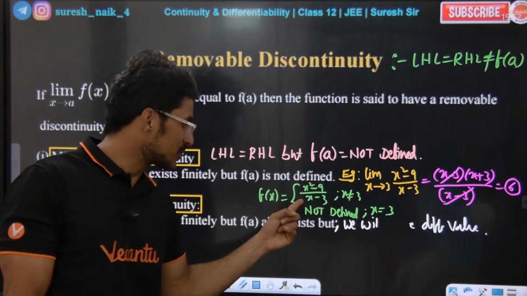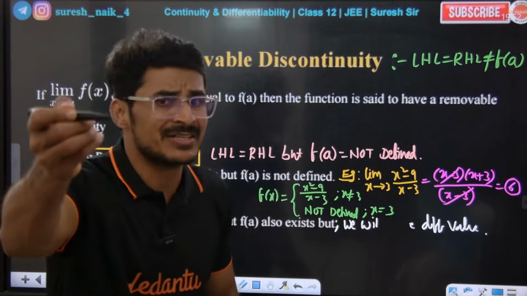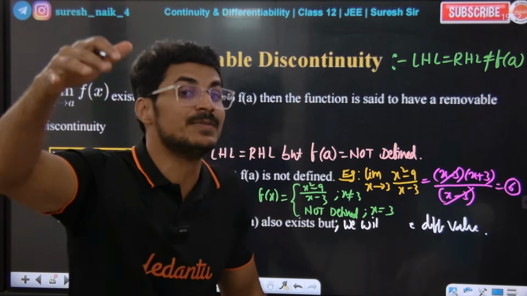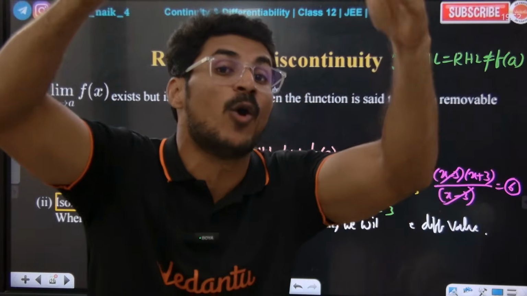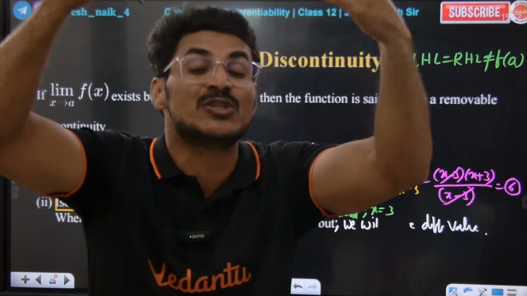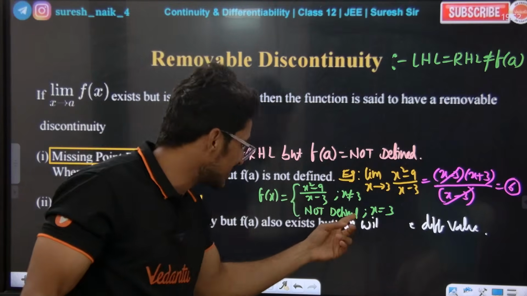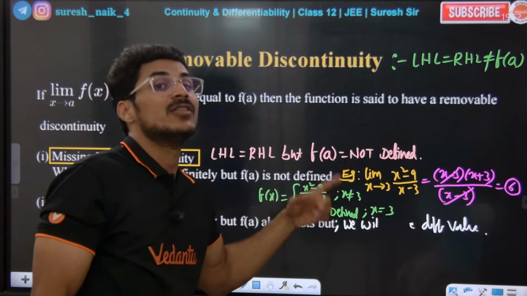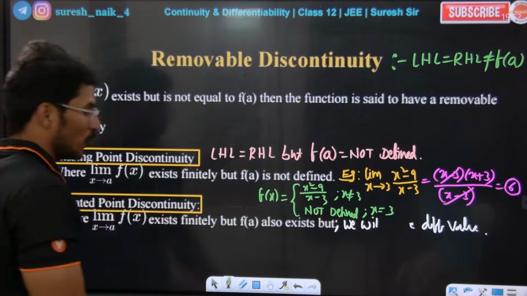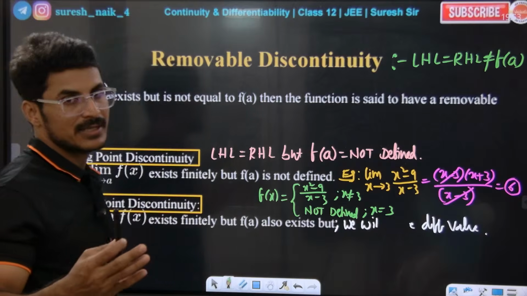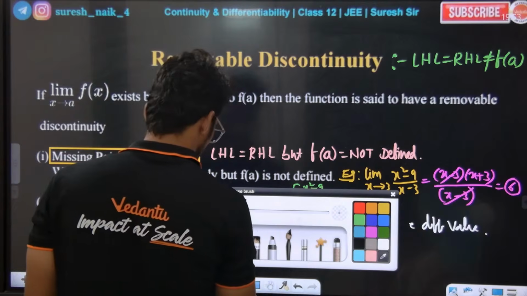So what is this function basically? This is missing point removable discontinuity. What point is missing? Something is missing. At that missing x value, the function should not be defined. Which point is the missing point? x is equal to 3 is a value where the function is not defined. Okay, very simple. Understood, sir? What is isolated, sir? What is the meaning of isolated, guys? Isolated, see, it's simple.